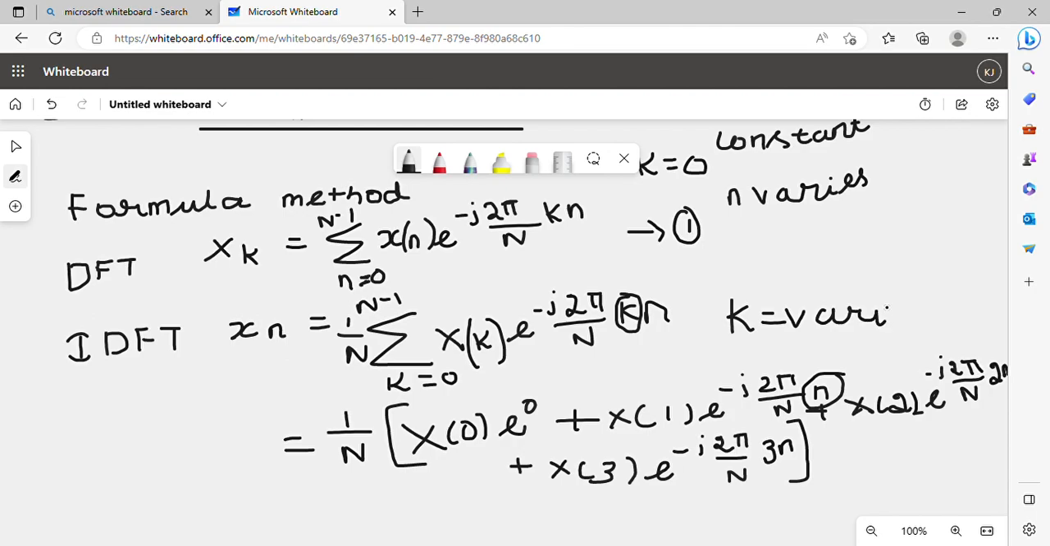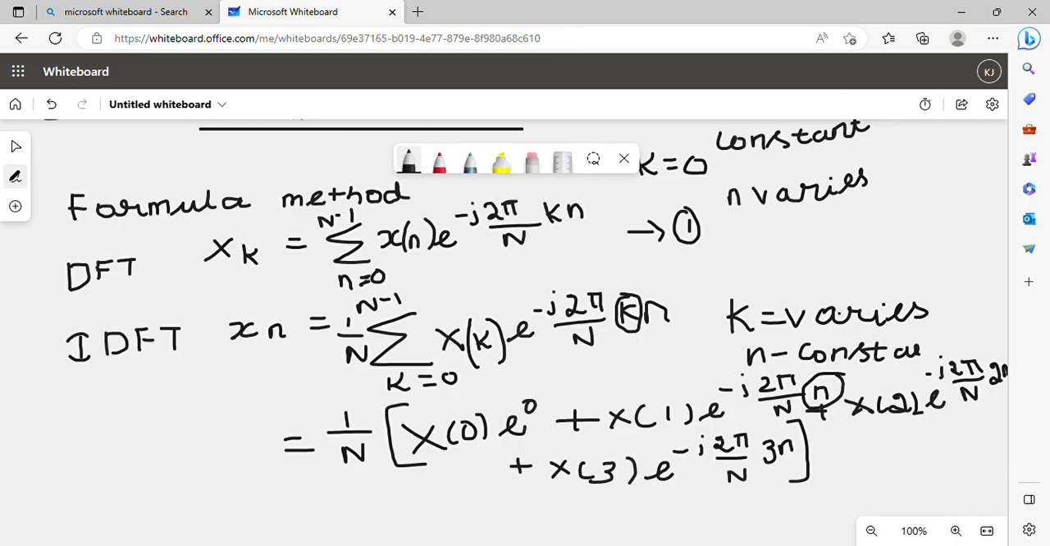Yes, please do understand this. If you don't understand this, then you will fail, right? Because many people will vary n and keep k constant over here. It is not like that, right? Your n value will be the constant, and for that constant value of n your k varies, right?